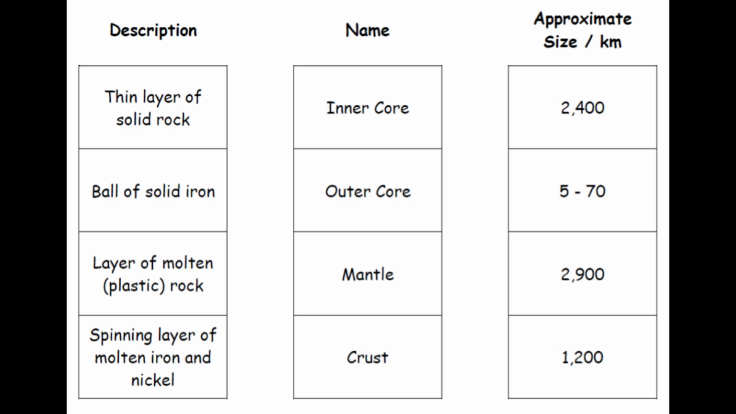So, what you should have: the thin layer of solid rock, that is the crust, and that is 5 to 70 kilometers thick. The ball of solid iron is the inner core, and that is 1,200 kilometers thick. The layer of molten or plastic rock is the mantle, that's 2,900 kilometers thick, and the spinning layer of molten iron and nickel, without which no life on Earth would be possible, that is the outer core and is 2,400 kilometers thick.